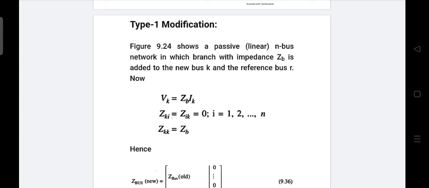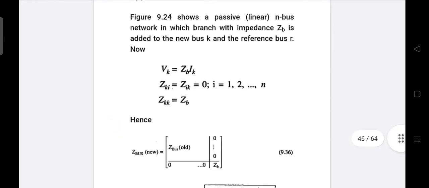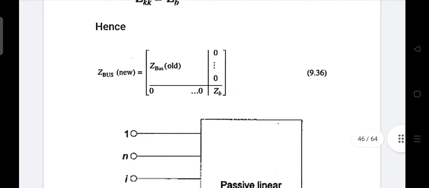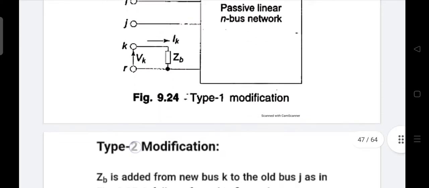The first modification is to add a branch with impedance ZB to the reference bus. When adding a new bus to the reference bus, we can directly use Z old bus, and the row and column will be 0, as we are adding an impedance and new bus to the reference. The same impedance of that new bus will come as the diagonal value.